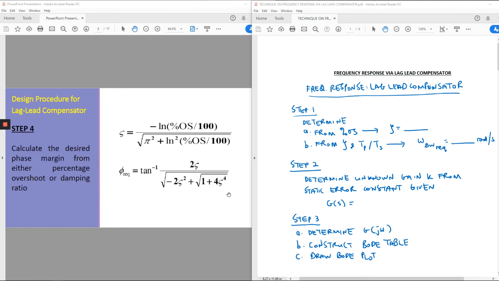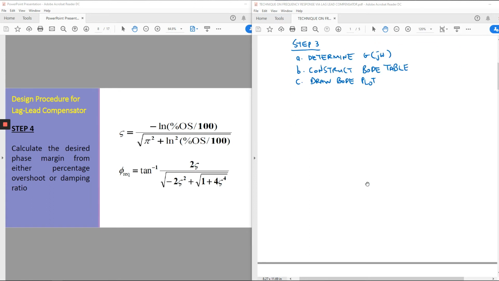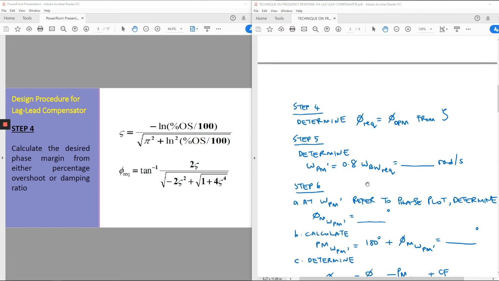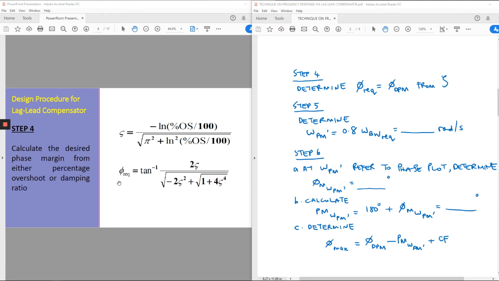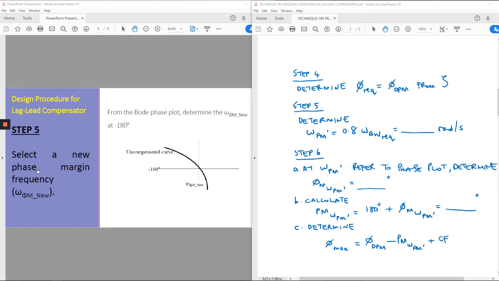Then we construct the Bode table before we draw the Bode plot for magnitude and phase using semi-log graph paper. For step 4, we calculate the desired phase margin from percent of overshoot or damping ratio. From percent overshoot in step 1, you can determine the damping ratio value, and using the damping ratio value, you can determine the required phase margin, or we call it the desired phase margin, using this formula. In step 5, we determine a new phase margin frequency. In this case, we label it as omega PM prime. The formula is 0.8 multiplied with the required bandwidth frequency that we determined in step 1. So this is the omega PM prime in radian per second.